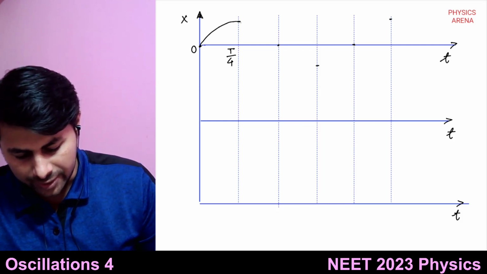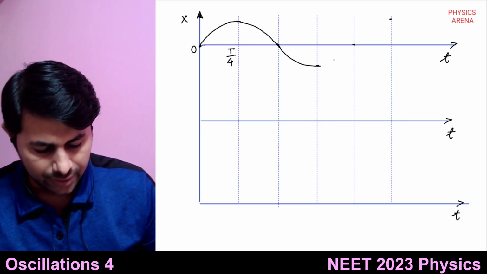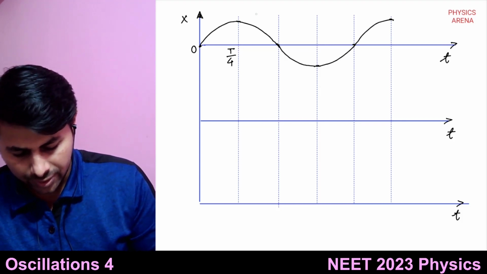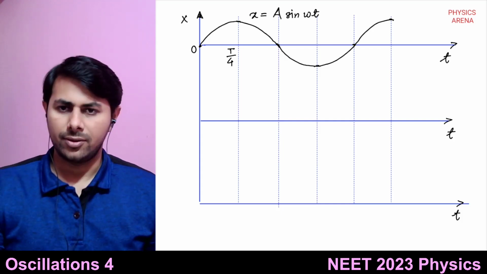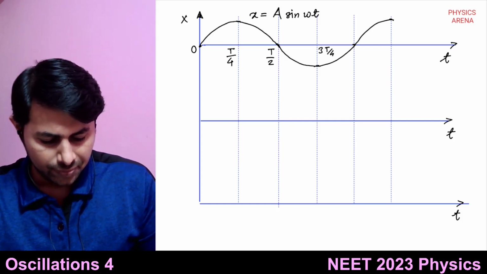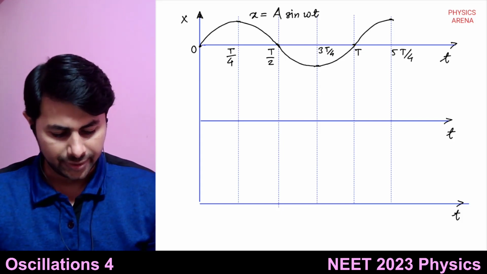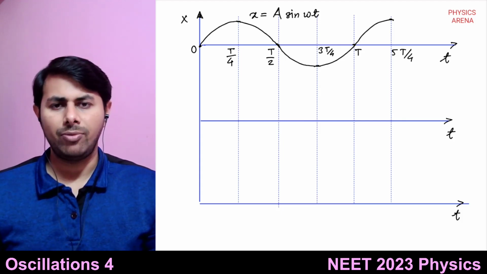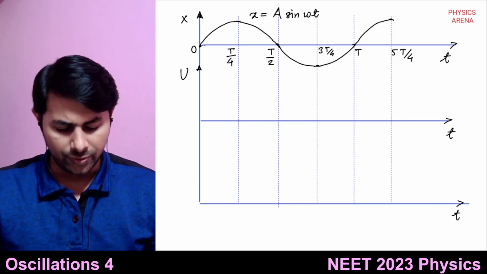So the graph will look like this. So this is x equal to a sin omega t. Okay, so this is T by 4, this is T by 2, this is 3T by 4, this is T, this is 5T by 4, so on and so forth, right? Then next I want to plot the graph of potential energy U.